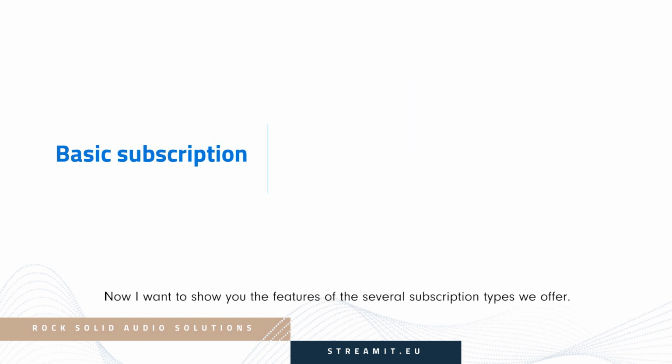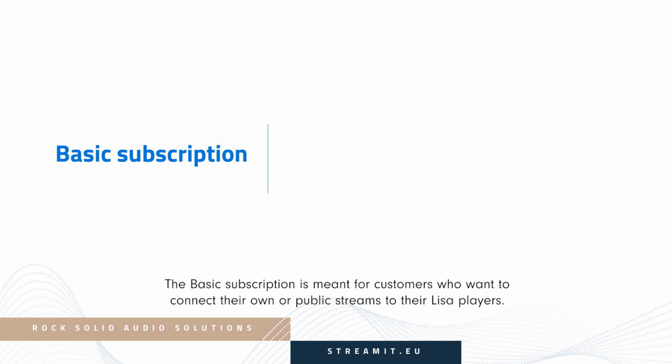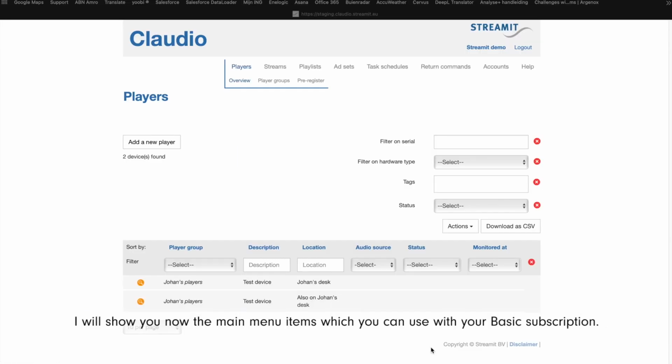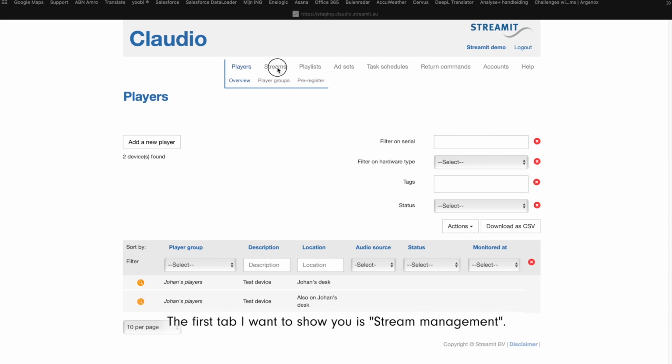Now I want to show you the features of the several subscription types we offer. I will start with the basic subscription. The basic subscription is meant for customers who want to connect their own public streams to their Lisa players. I will show you now the main menu items which you can use with your basic subscription. Please note this subscription can be used with all Lisa player editions. The first tab I want to show you is Stream Management.